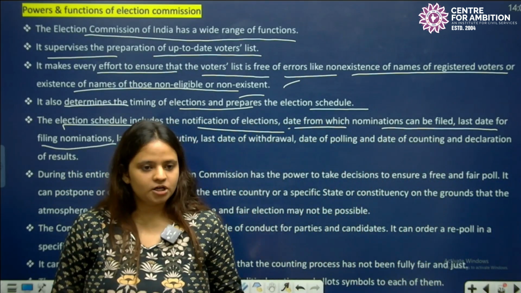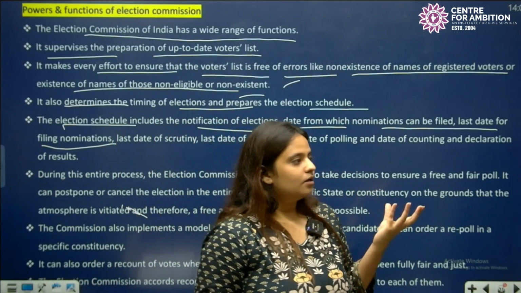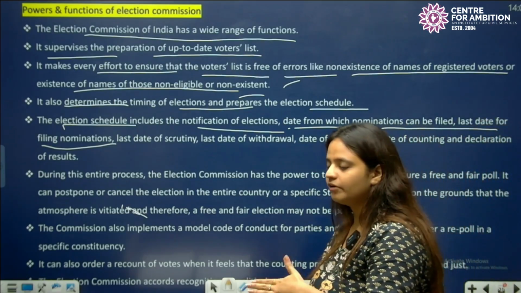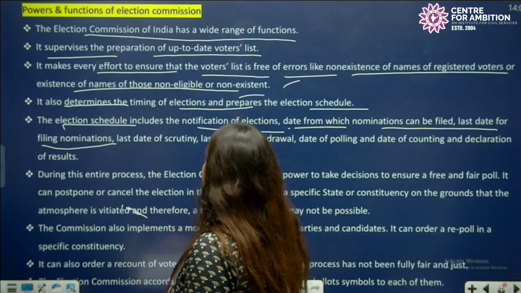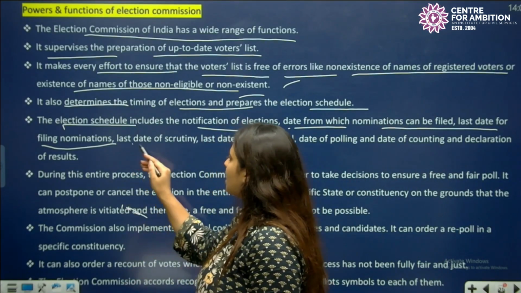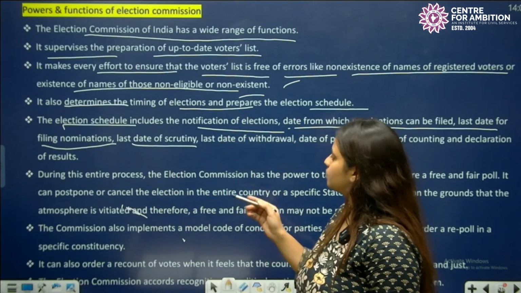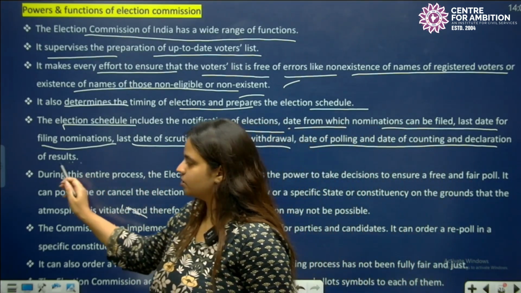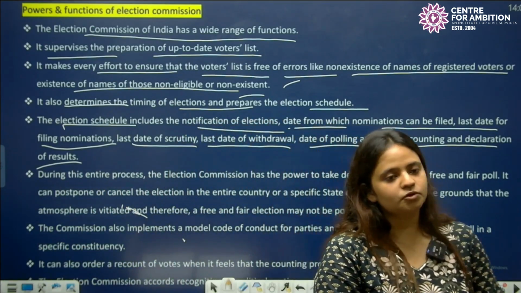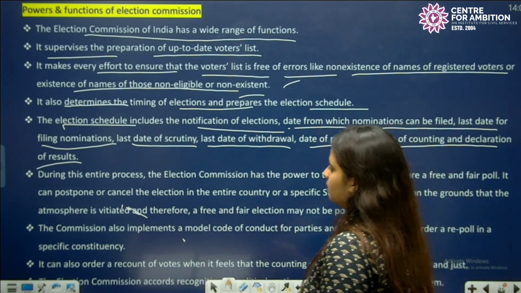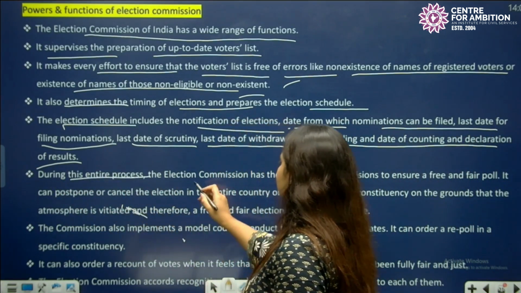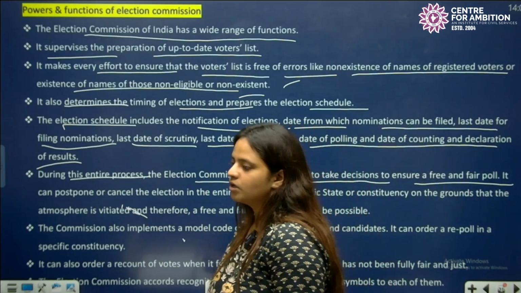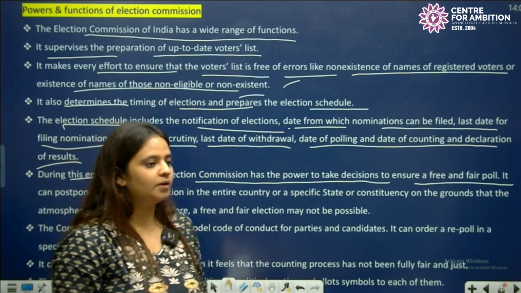In the case of deciding the dates and releasing the notifications for the elections, who is responsible? The Election Commission of India. The last date of scrutiny is decided by the Election Commission of India. The last date of withdrawal, date of polling, and date of counting and declaration of results, all these are decided by the Election Commission of India. In this entire process, the Election Commission has the power to take decisions and ensure a free and fair poll.